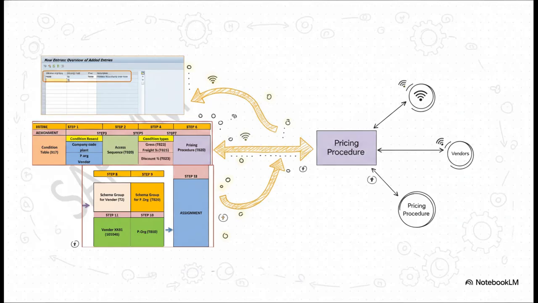And this diagram really ties it all together, doesn't it? You can see the whole flow. The condition table feeds into the access sequence. That sequence gets assigned to our different condition types, our ingredients. And then all of that gets bundled up into the final pricing procedure. And that master recipe is what gets assigned to our vendors. See, everything is connected.